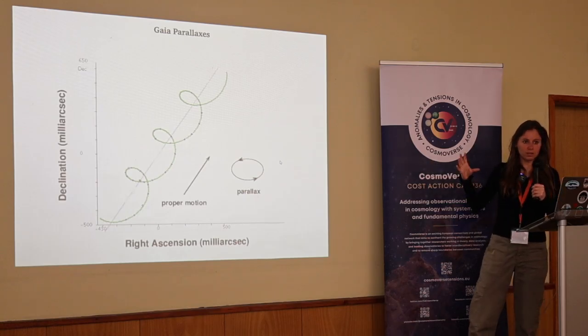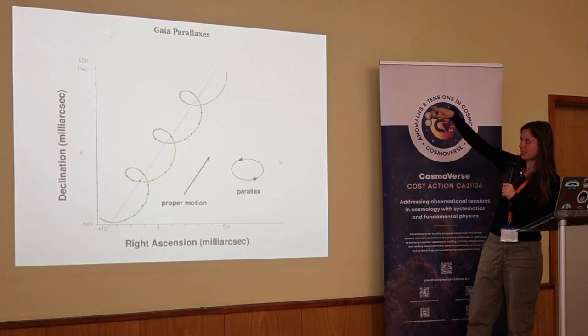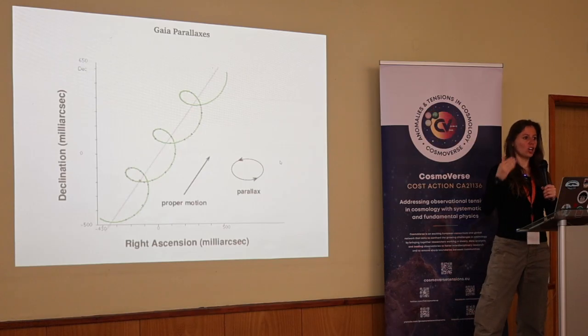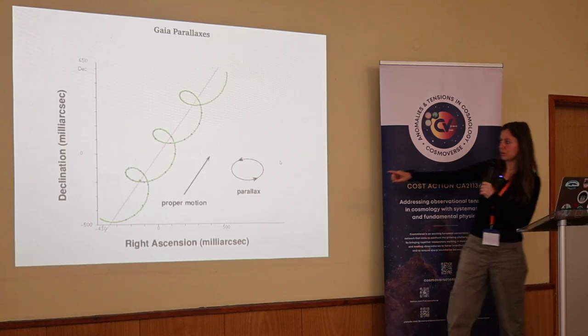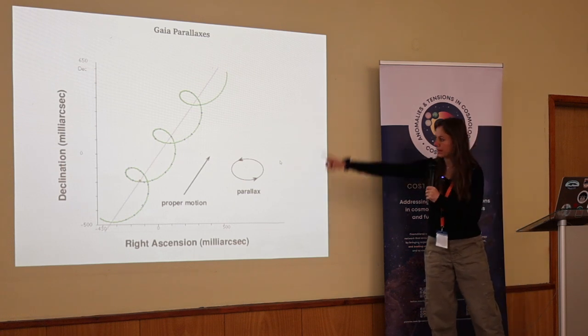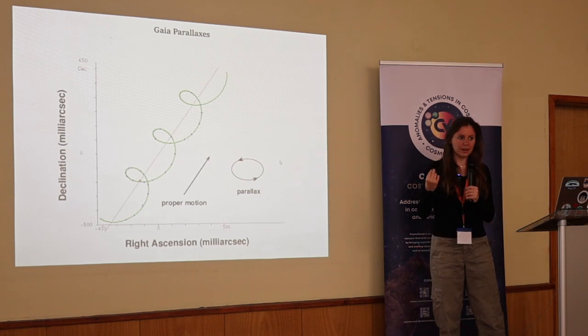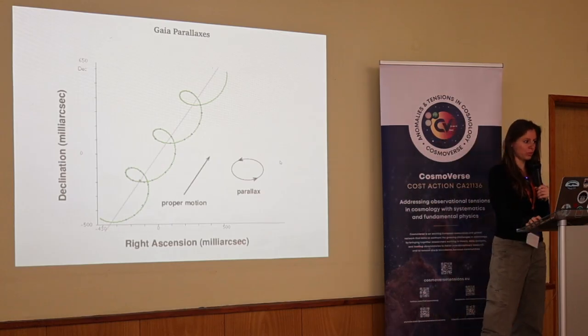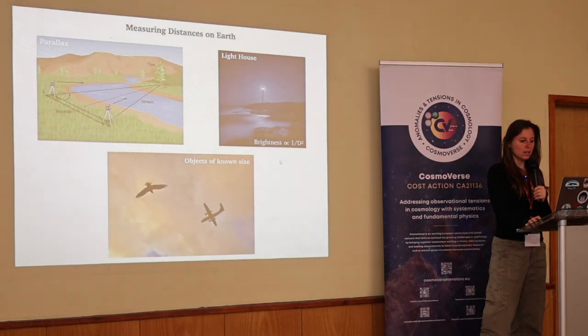So the bigger this loop, the wider this loop, the closer the star would be. The proper motion, the movement of the star in the sky, would be in that direction, and just the parallax would be the circle. So it's a combination of both. So that was the parallax in space.